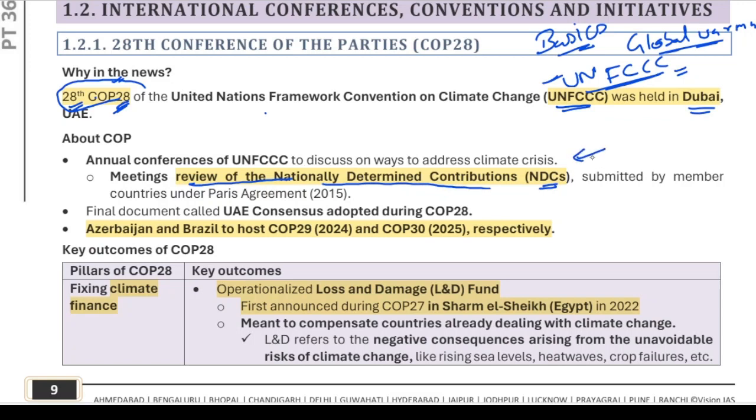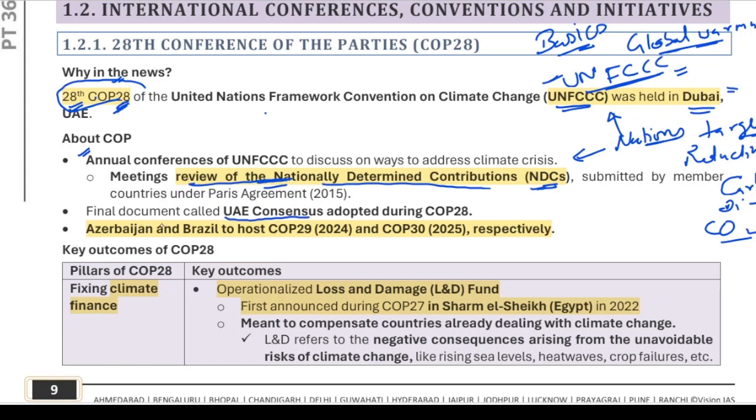NDCs are the contributions where all nations that are signatory to the UNFCCC give their targets for the reduction of carbon dioxide, CO2, or other global warming gases. So to review the NDCs, this annual conference was called in Dubai this year. The final document was called the UAE Consensus, which was adopted.